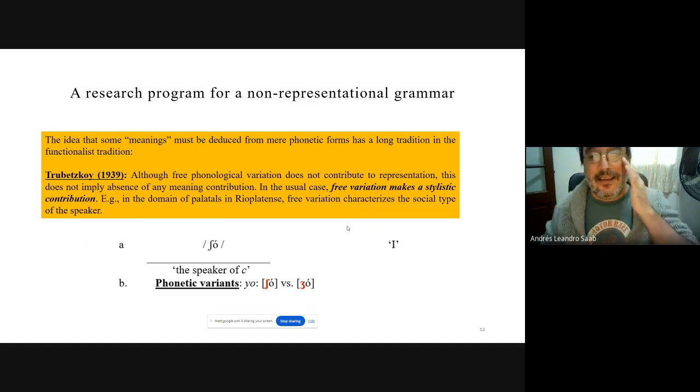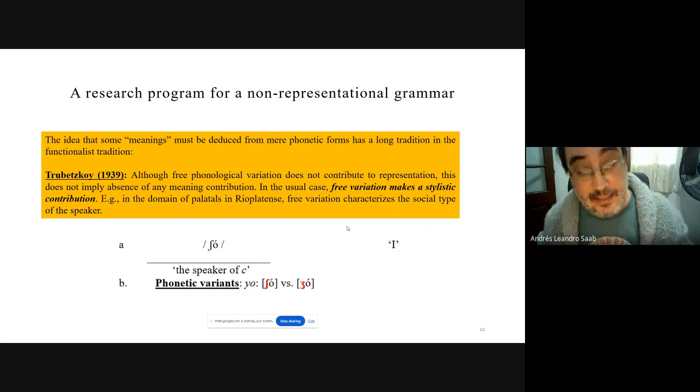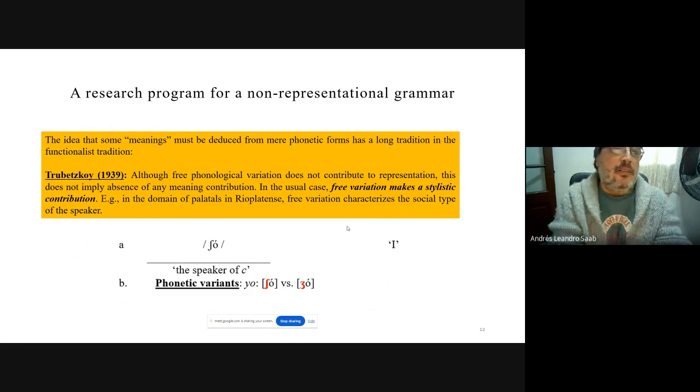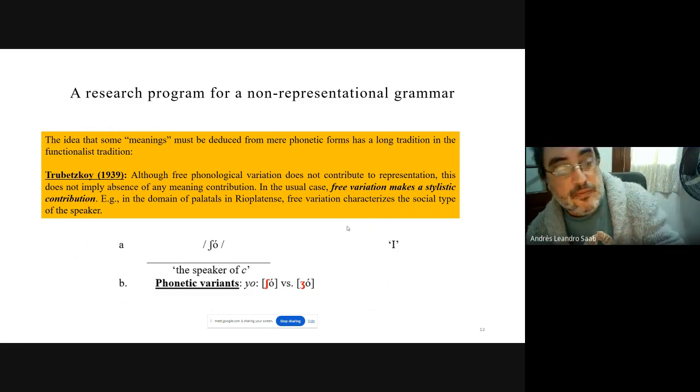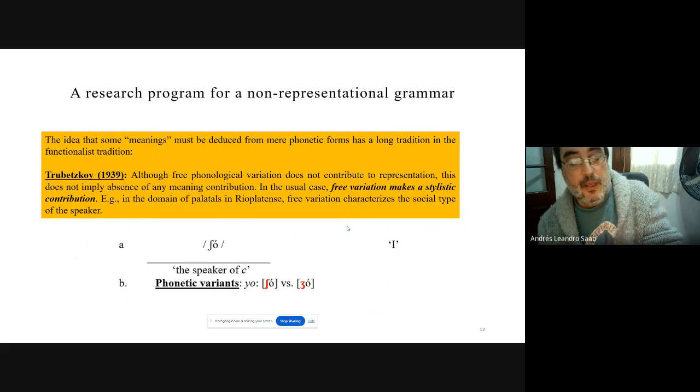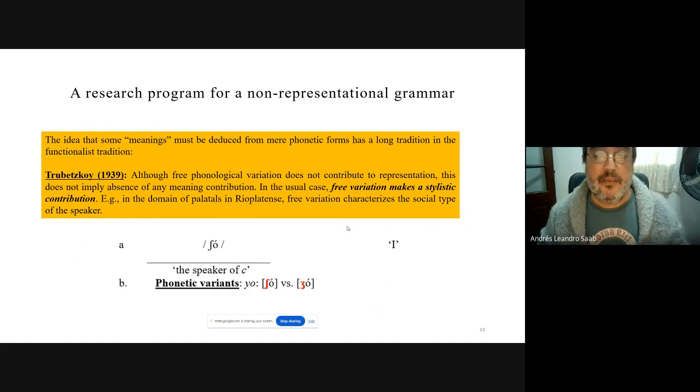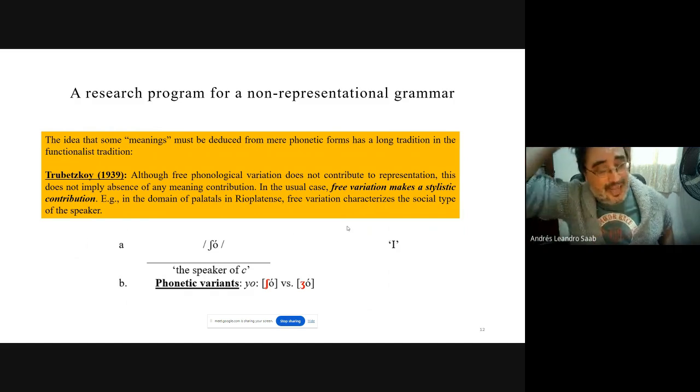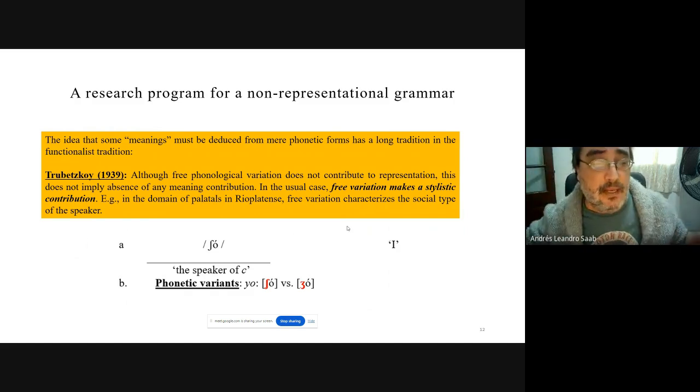The idea is, as you may remember, already in Trubetzkoy's Principles of Phonology, when he said that although free phonological variation does not contribute to representation, this does not imply absence of any meaning contribution. For instance, in the usual case, free variation makes a stylistic contribution. And he puts many examples from Germanic and other languages.